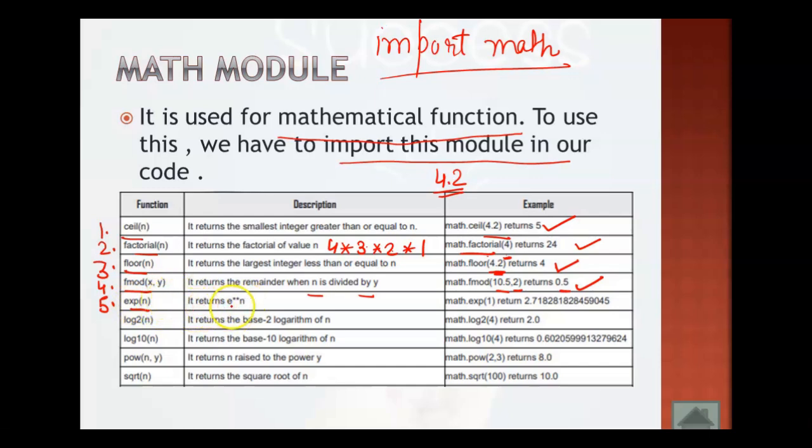So how to write it down? It returns like this only, okay? So how to write it down? Math.exp and you will give the value here. So if you check the value, this is e to the power 1 and it will return something like this, okay? So this is the answer. This will return a double type value.